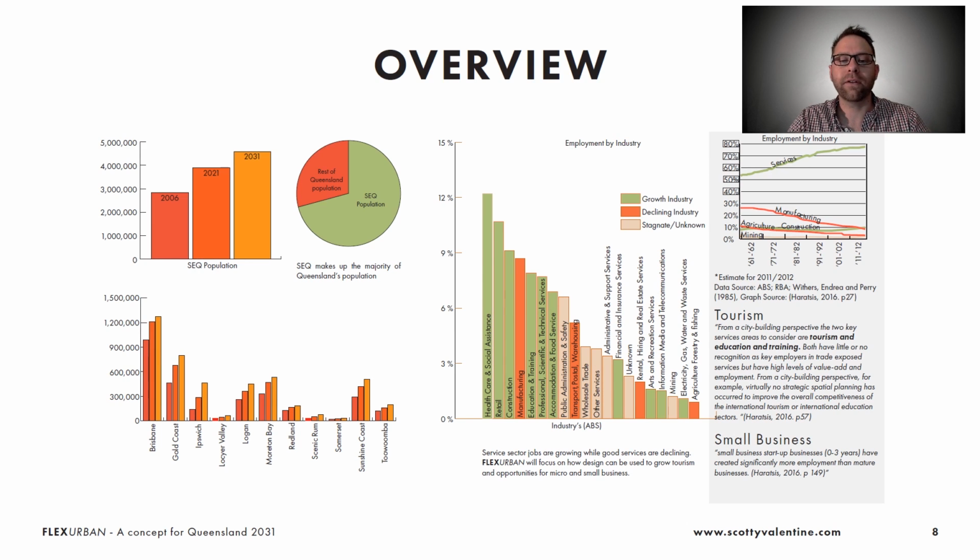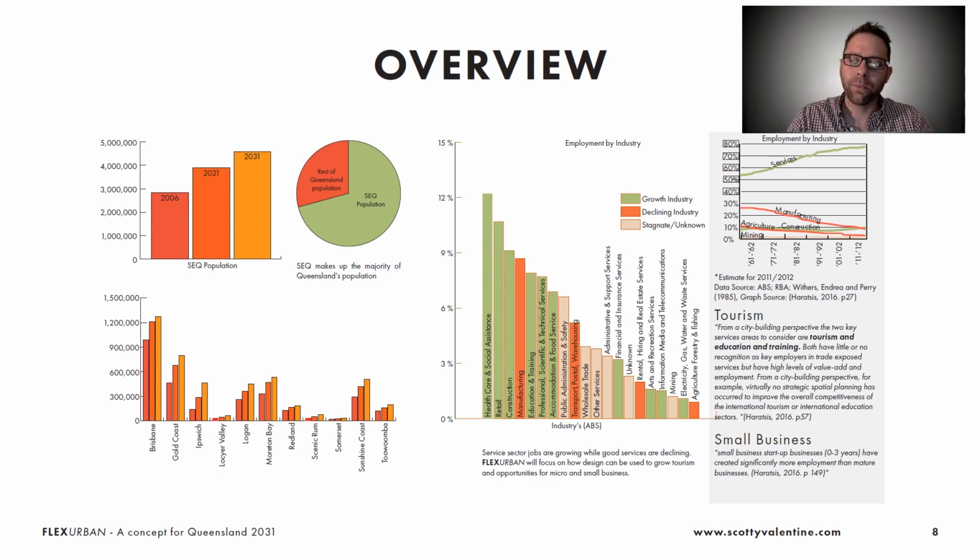So if we have a little look at an overview of what's happening in southeast Queensland, the population by 2031 is going to grow significantly. It's going to head towards 5 million people. And that's going to affect every one of the 12 different regional councils quite dramatically. Every one of them is going to have an increased population. Now, within the whole of Queensland, southeast Queensland nearly makes up 3/4 of the population. So it's where the vast majority of people live in Queensland.